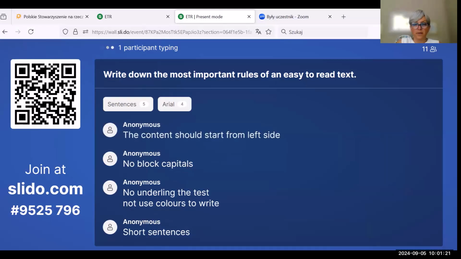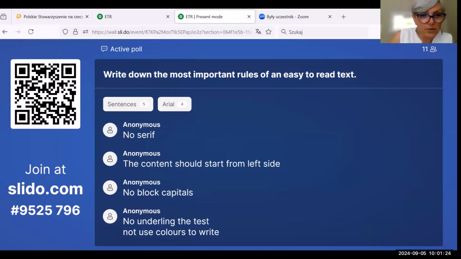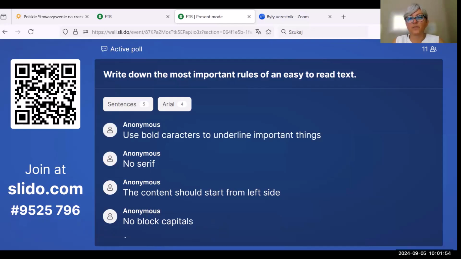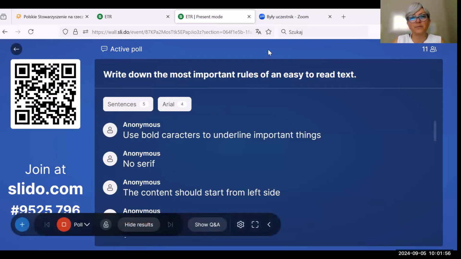The content should start from the left side. Yes, perfect. No serif. Yes, good. Yeah, okay. Yes, there's one more person writing. Yes, yes, yes. Bold characters to underline important things. Oh, there is someone else writing something, so I will wait and I will share it with you in a minute. Use the logo. Yes, this was the last rule. Yes, to use the logo.